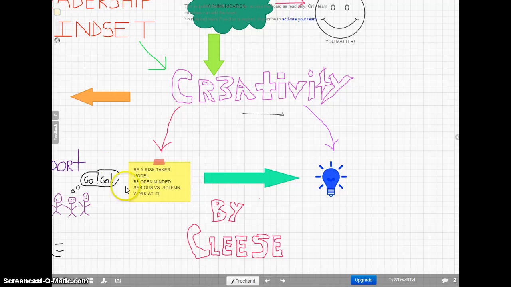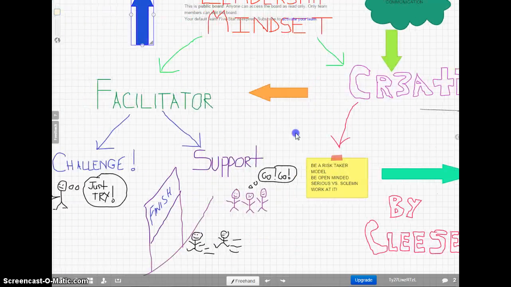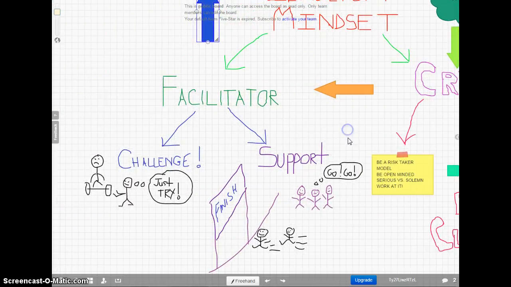So creativity is obviously one of those things. And then finally over here, I know we haven't really talked about this yet, but something that I add as my own flavor here is just being a facilitator. I think in education we've done a lot of discussing lately, at least at our district level, about the two models of education: the sage on the stage versus the guide on the side.